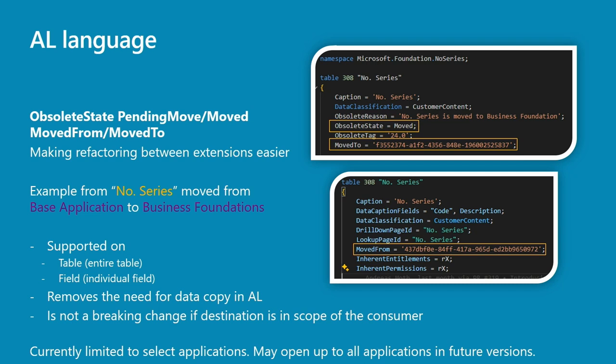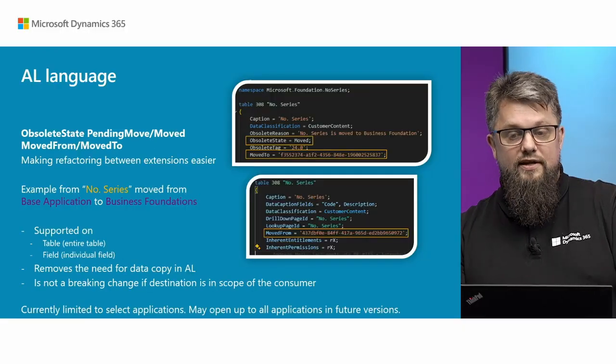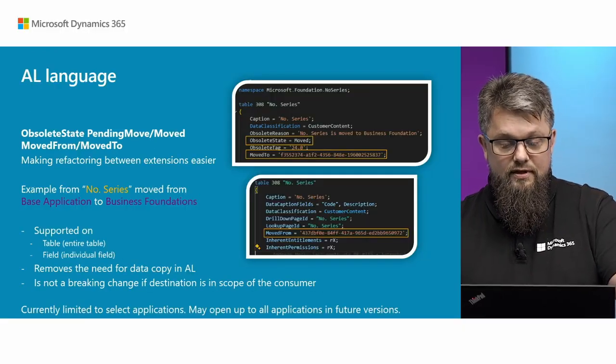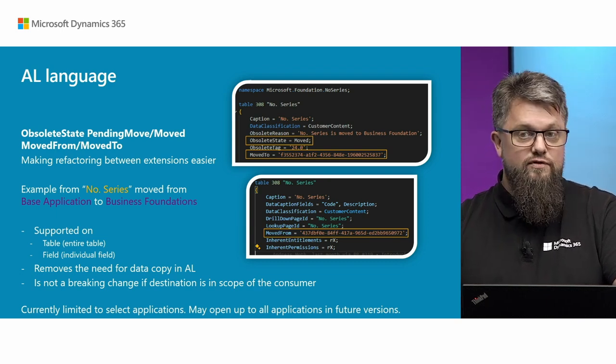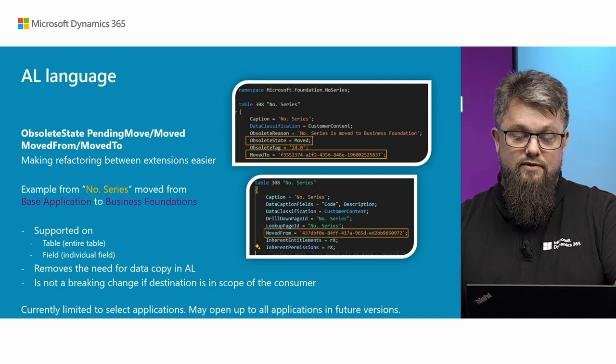We've added new obsolete states, pending move and moved, and two new properties, moved from and moved to. This is part of our efforts to make refactoring between extensions easier. You can find examples of this in the number series module. It was moved from the base application to the Business Foundation application.